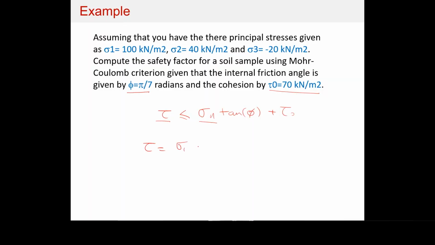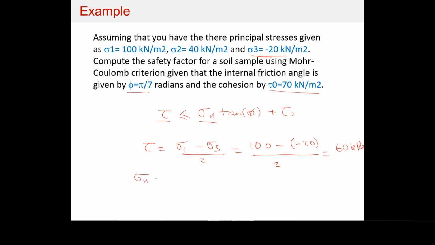Tau is equal to sigma 1 minus sigma 3 divided by 2. And this is basically 100 minus sigma 3. This is minus 20 divided by 2. And this is basically 120 divided by 2. This is 60 kilonewton per meter squared.